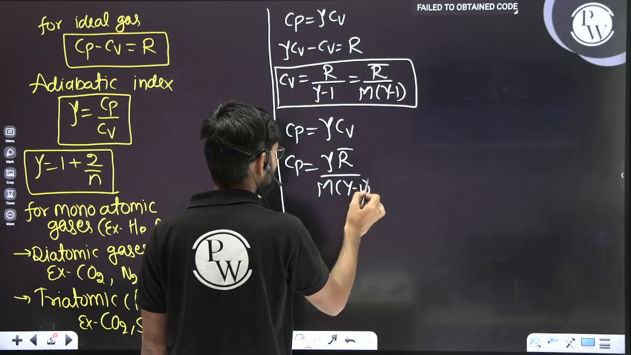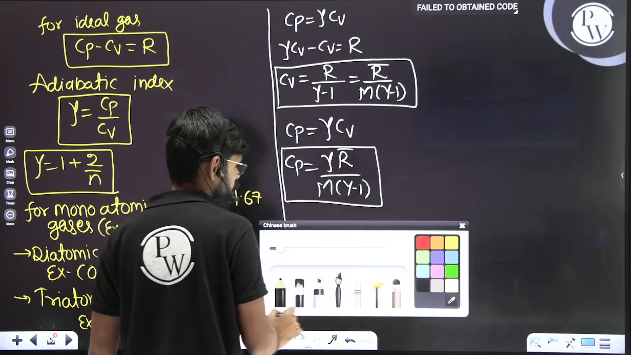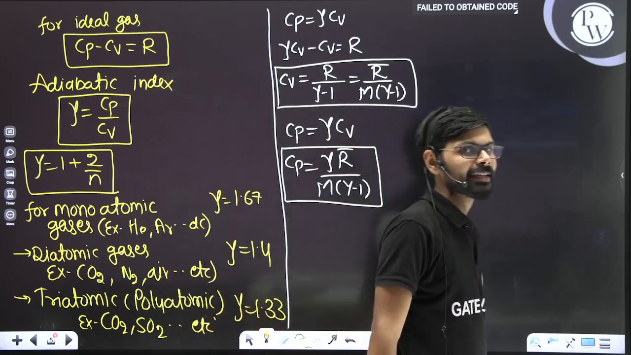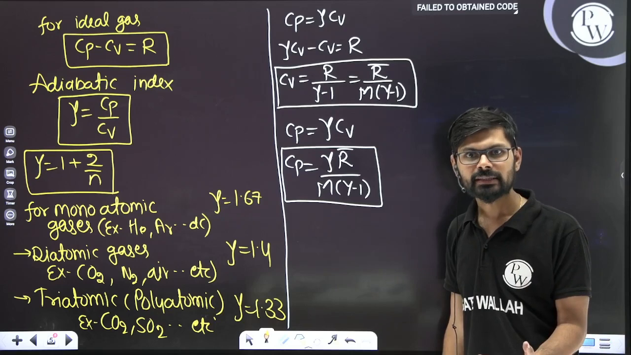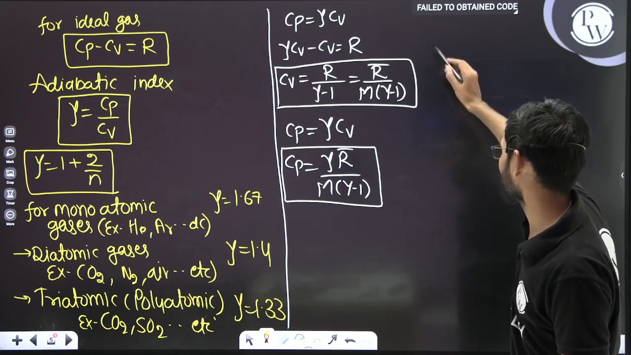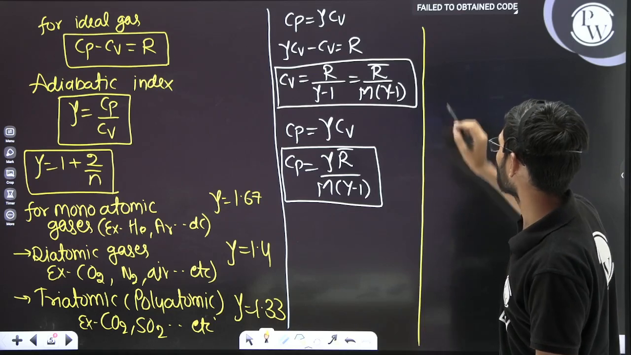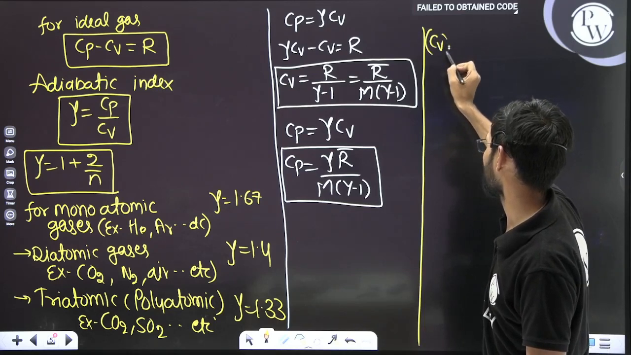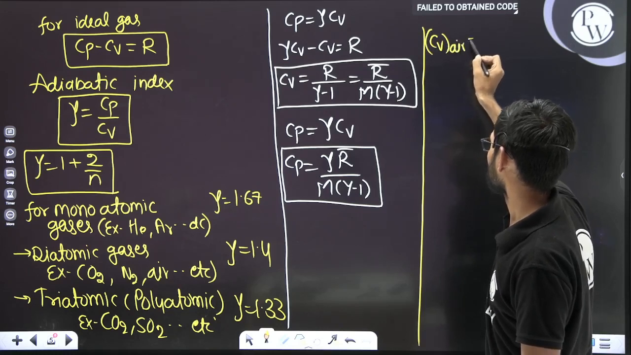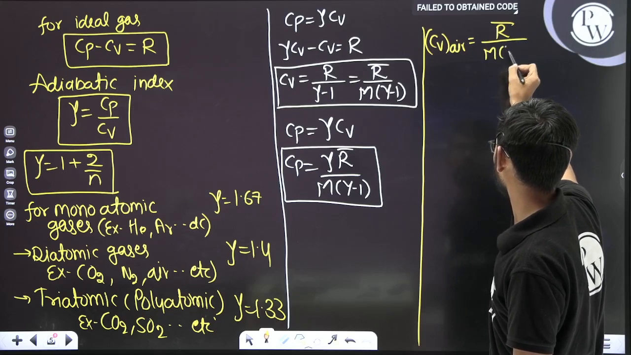Right. Now in some questions I have seen that the Cp and Cv values are also not given. So for an ideal gas, you can calculate the Cp and Cv values on your own. For example, we are calculating the value of Cv and Cp for air. So how much can you write for the Cv value of air? That is R bar by capital M into gamma minus 1, right?